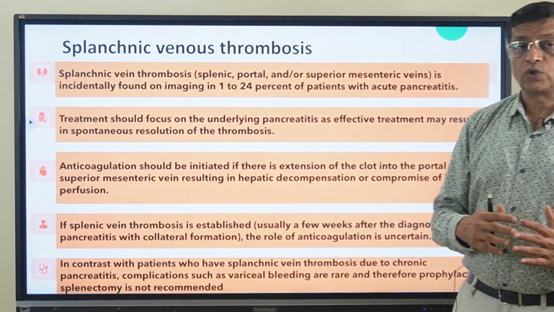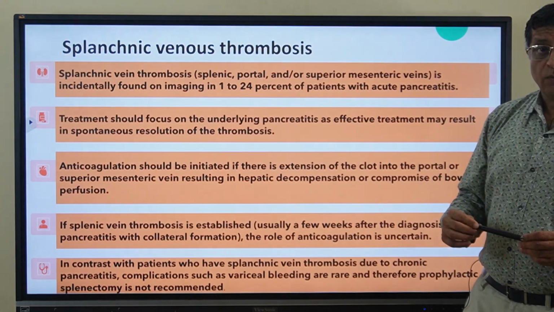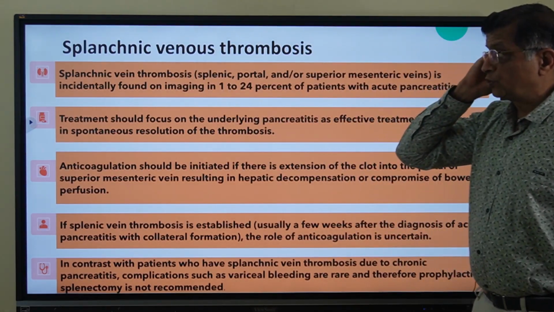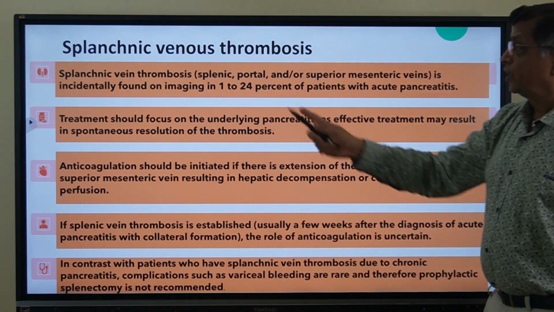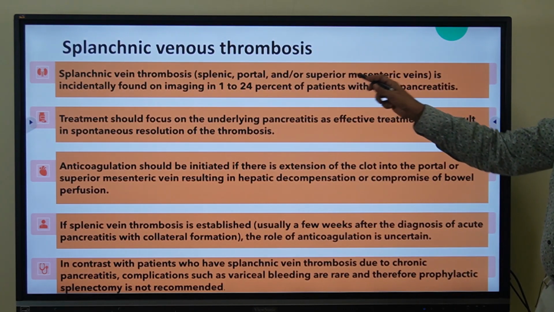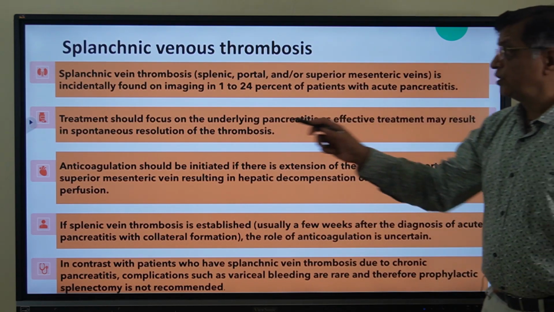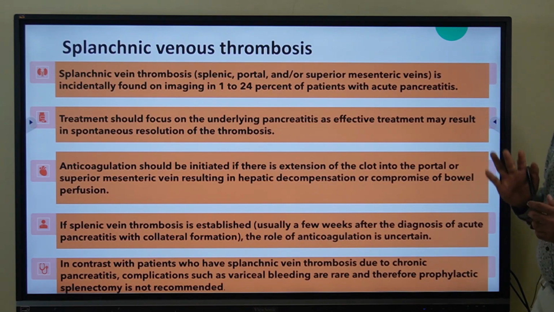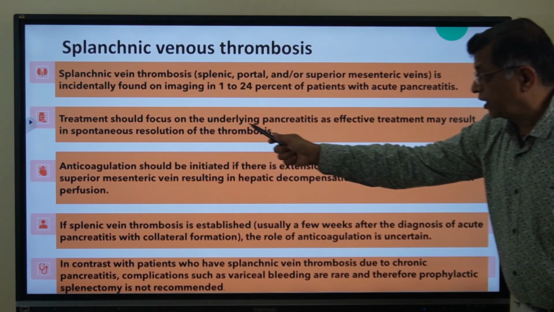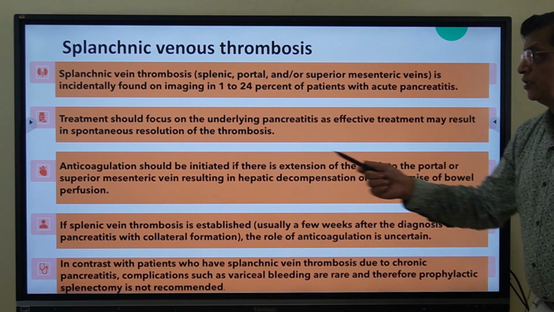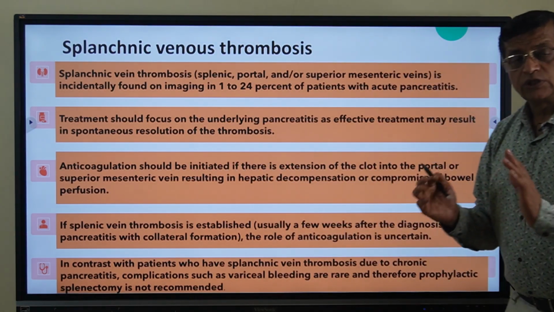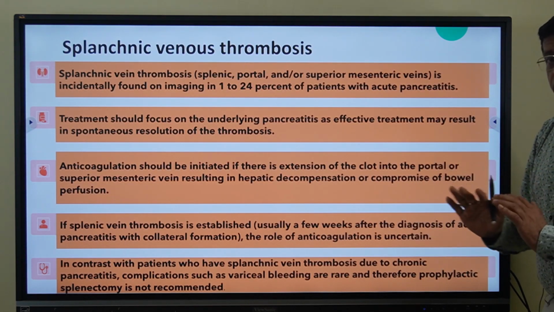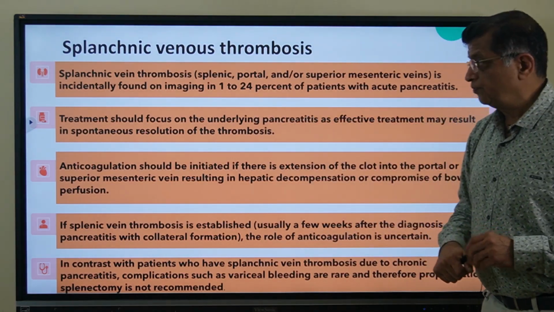So now there are some other complications which are also dangerous. The first one is splanchnic venous thrombosis. Splanchnic venous thrombosis can involve the splenic, portal and or superior mesenteric veins and is incidentally found on imaging in up to 1/4 of patients with acute pancreatitis. So treatment should focus on underlying pancreatitis, as effective treatment may result in spontaneous resolution of thrombosis. So this thrombosis is secondary to the cascade started due to inflammatory process. So if you control the inflammation, maybe there is spontaneous resolution.